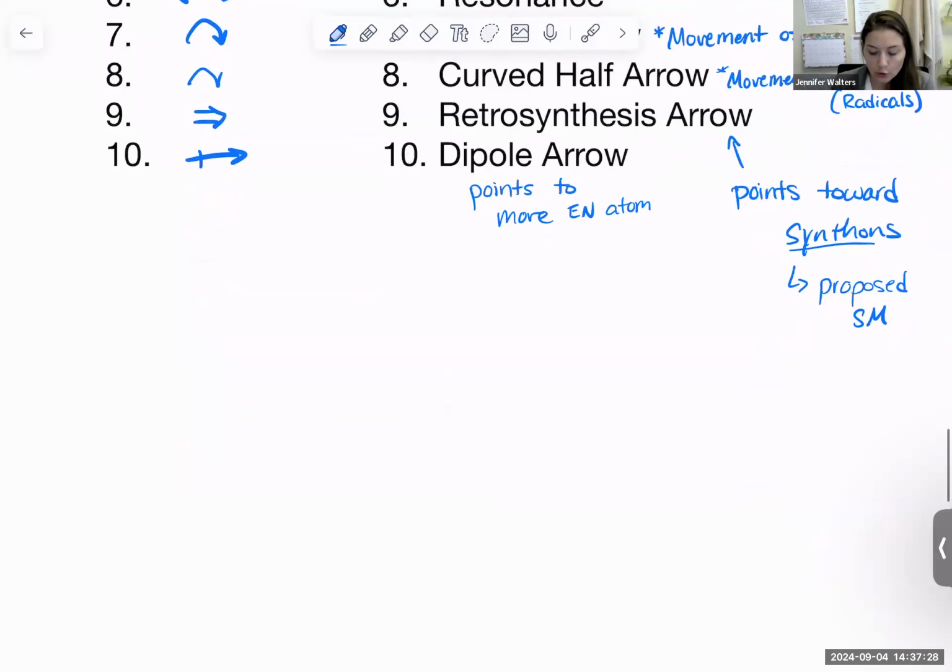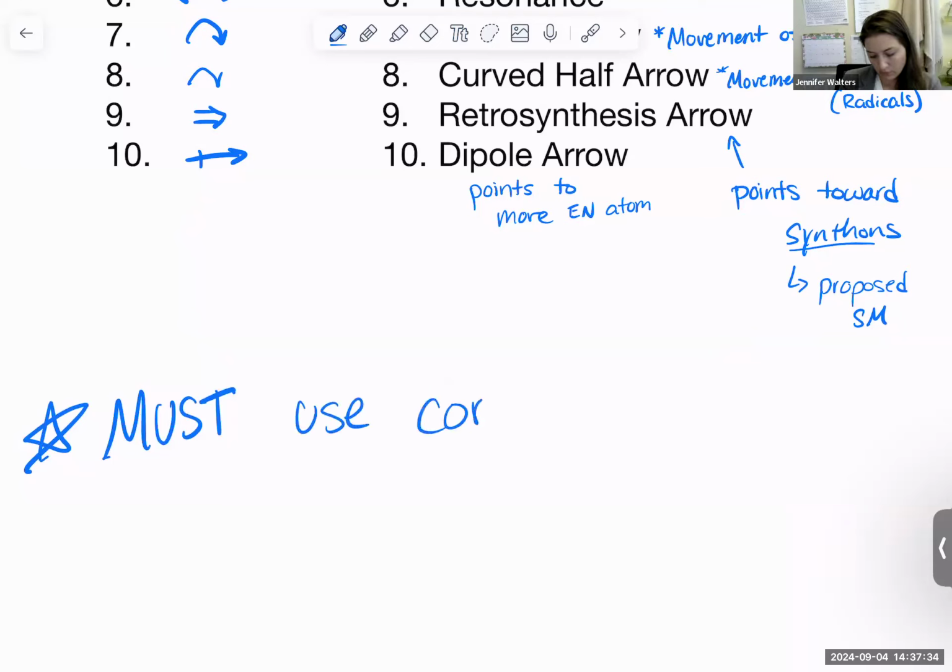You must use the correct arrow. You will lose points if you use the wrong arrow. You must use the correct arrow.